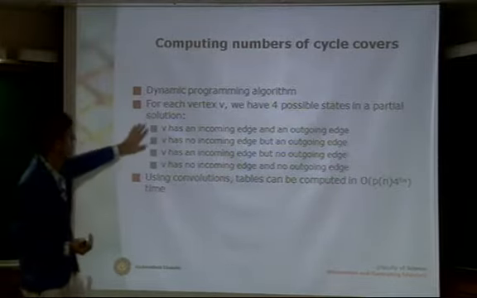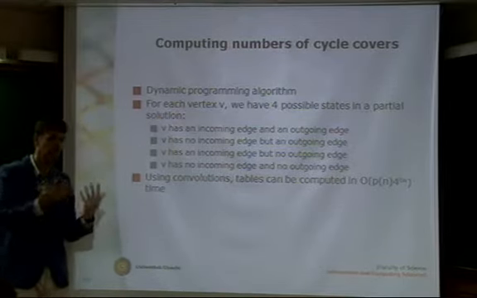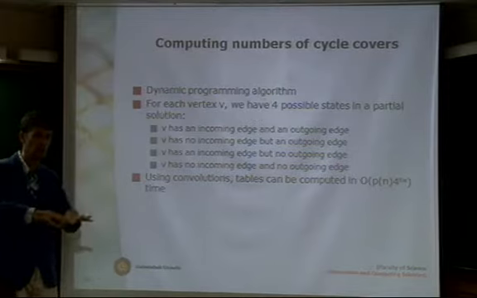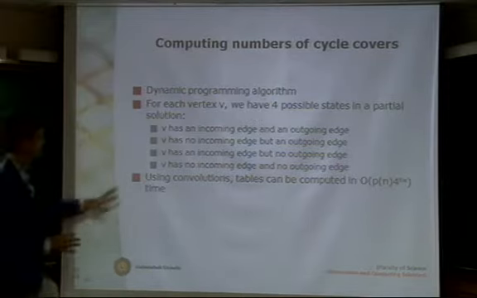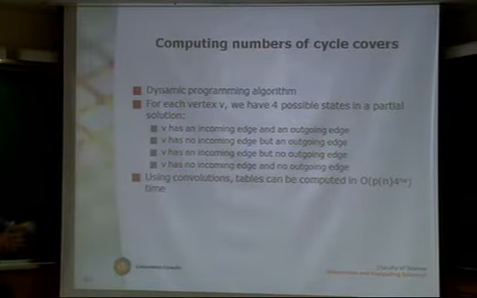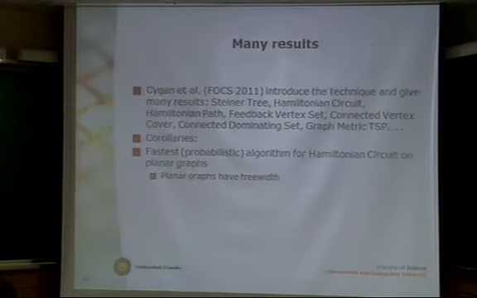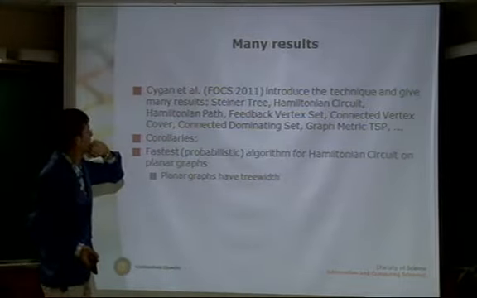So I have tables of 4 states, and then using the convolution trick you can also make the join node work in 4 to the tree width time and get a 4 to the tree width time algorithm. So this is how you would compute the number of cycle covers. This was introduced by Cygan et al., and they use it for many problems.